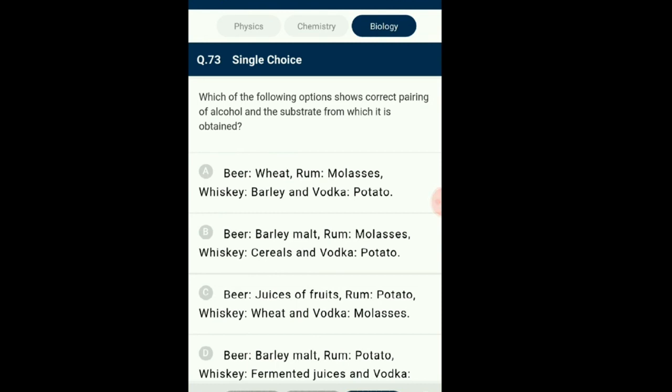The type of alcoholic drink depends on the type of substrate used for fermentation. Substrates used in the production of wine, beer, whiskey, brandy and rum are barley, molasses, cereals and potato. So the answer for this question is option B. Beer, barley malt; rum, molasses; whiskey, cereals; and vodka, potato.